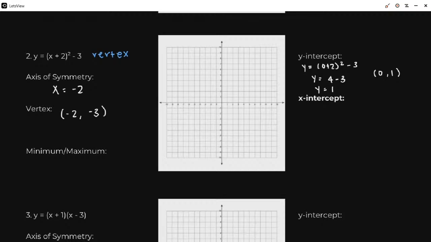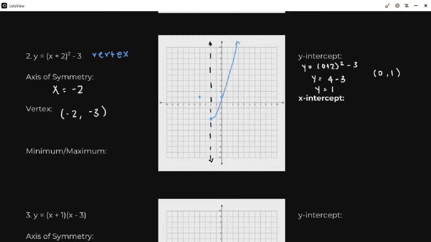So as a point, that would be the point 0, 1. On our graph, we're going to start at negative 2, negative 3. And the y-intercept is at 0, 1. So we can mirror that onto the other side. So since this one is 2 units to the right, and at 1, we're going to go 2 units to the left. And it'll also be at 1. And if it helps, the axis of symmetry is here. Sorry, I should have drawn that in for the first one. And that's also how you can reflect it.